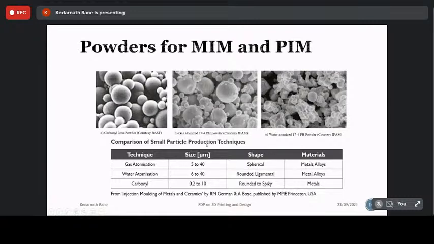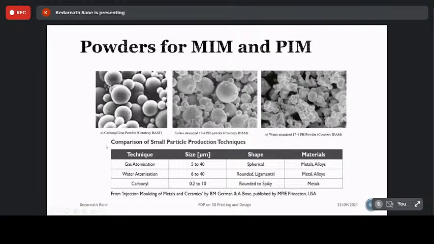When it comes to the comparison of small particle production technologies, we can see each process is capable of producing powders, but the size of the powders and the mean size is different for each. The shape is different, and the processing technology is suitable for different material combinations. For example, the carbonyl process is only suitable for pure metals, so alloying is not favorable for the carbonyl process.